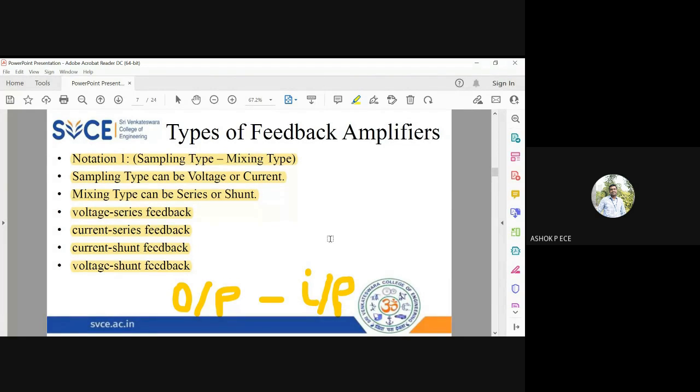Is this notation 1 clear, or is anybody having confusion? This topic is very, very important. Unless you understand this naming of the feedback amplifiers, you will not follow anything that follows after this. So is it clear, or should I repeat? I need feedback from you. Is this notation 1 clear to everyone? How to name the feedback amplifiers based on sampling type, mixing type notation? Is it clear?